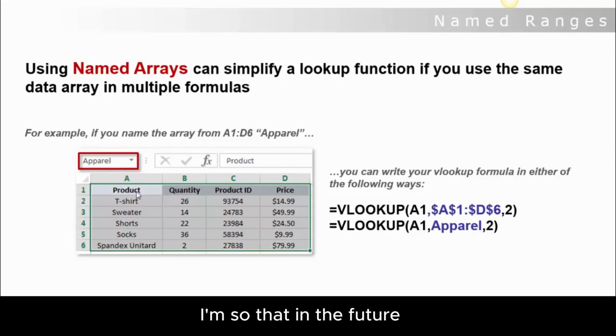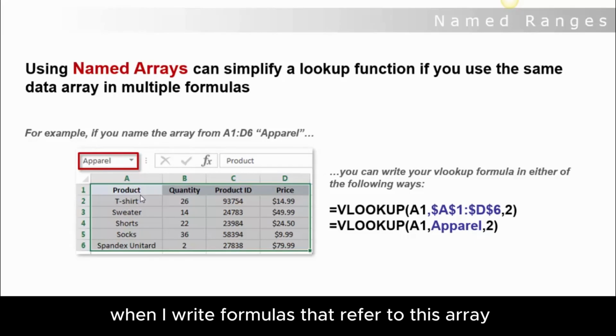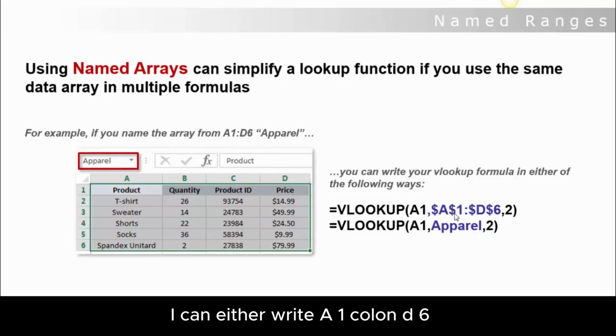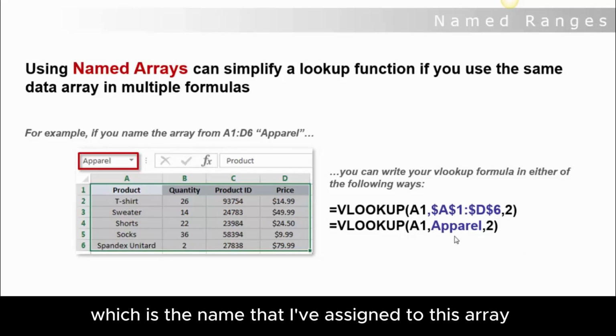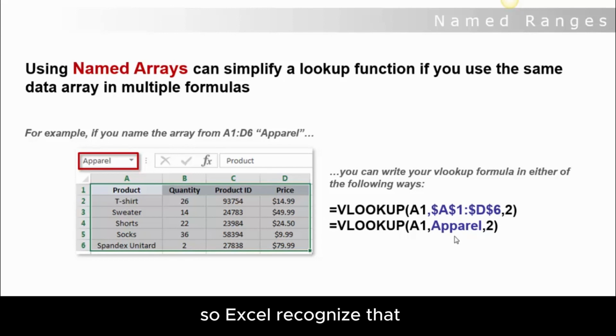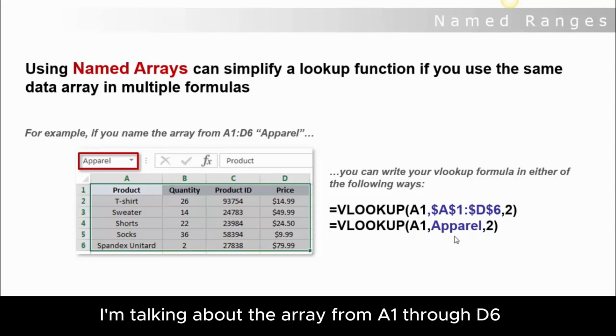So that in the future, when I write formulas that refer to this array, I can either write A1:D6, or I can just write apparel, which is the name that I've assigned to this array. So Excel will recognize that and understand that I'm talking about the array from A1 through D6.